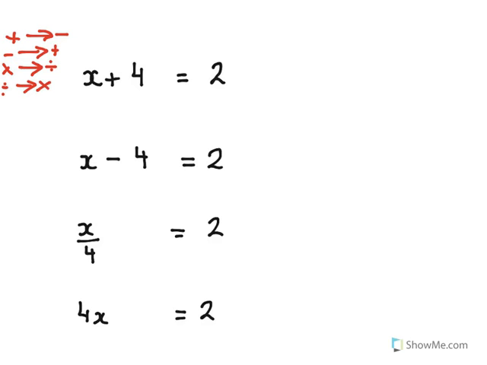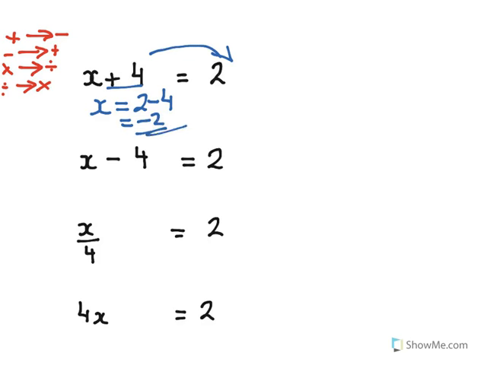Okay, so x plus 4 equals 2. I don't want to know what x plus 4 equals, I want x by itself. So the technique is to move the 4 to the other side of the equal sign, and when I do so, it actually changes sign. So x equals 2 minus 4, the plus 4 moves to the other side of the equal sign and becomes minus 4. So x equals minus 2.